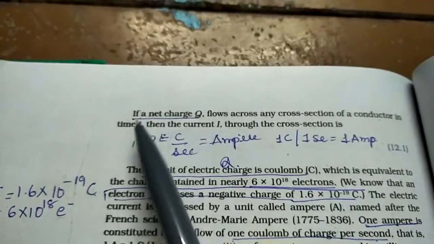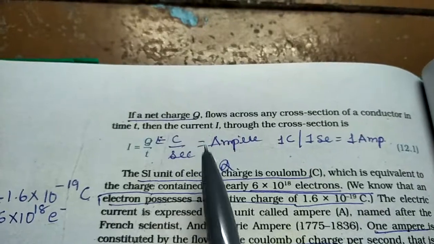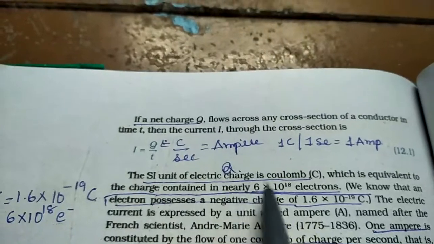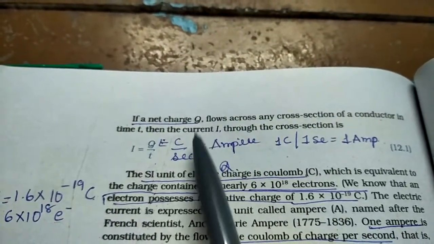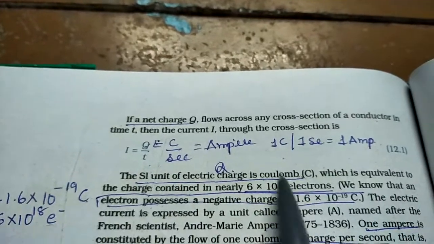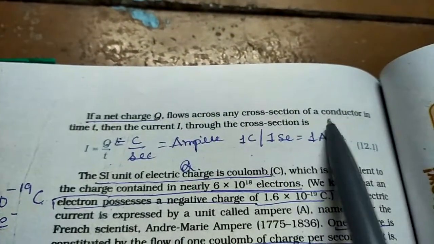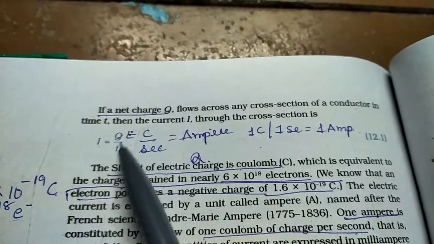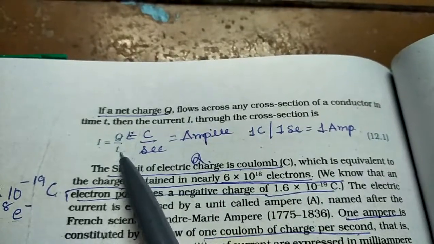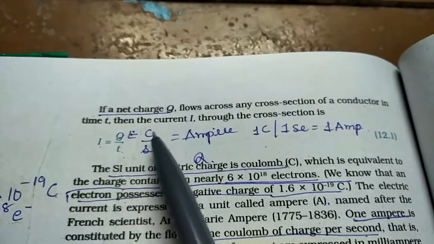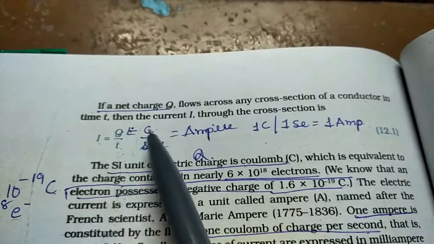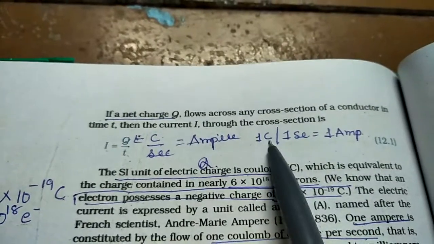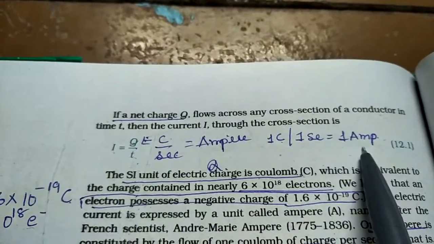Now the electric charge: the symbol of electric charge is Q, and the unit is coulomb. If a net charge Q flows through any cross section of a conductor in time t, and the current is I, the formula will be current is charge upon time, that is, I equals Q upon t. The unit of electric charge is coulomb and time is second. So I is equal to coulomb upon second, that is ampere. The unit of current is ampere. So 1 coulomb per 1 second gives you 1 ampere current.